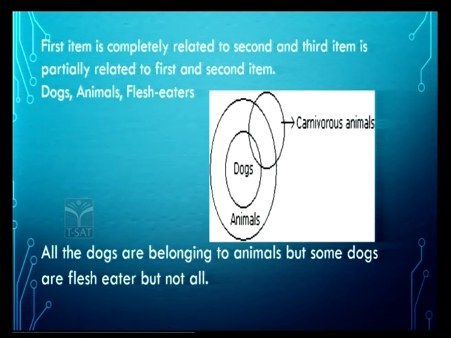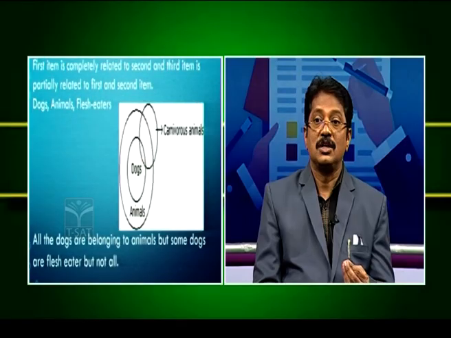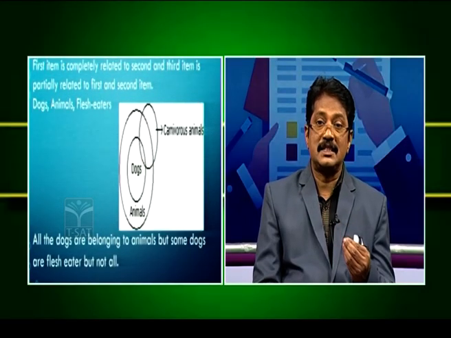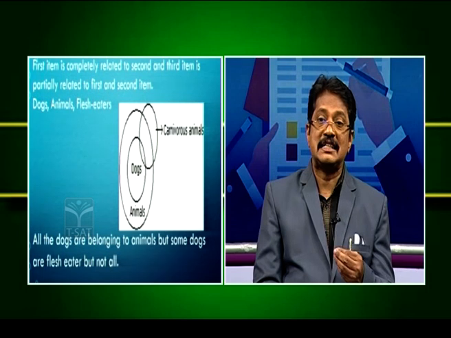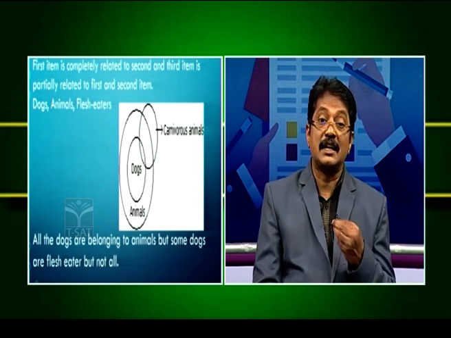So, all dogs need not be carnivorous animals, and at the same time all animals are not carnivorous animals. For that reason you can represent it with a third circle that intersects the first and second circles partially, not completely.